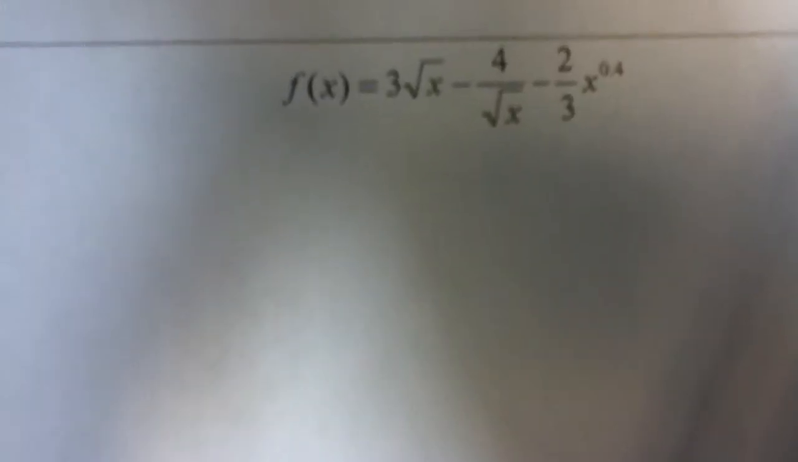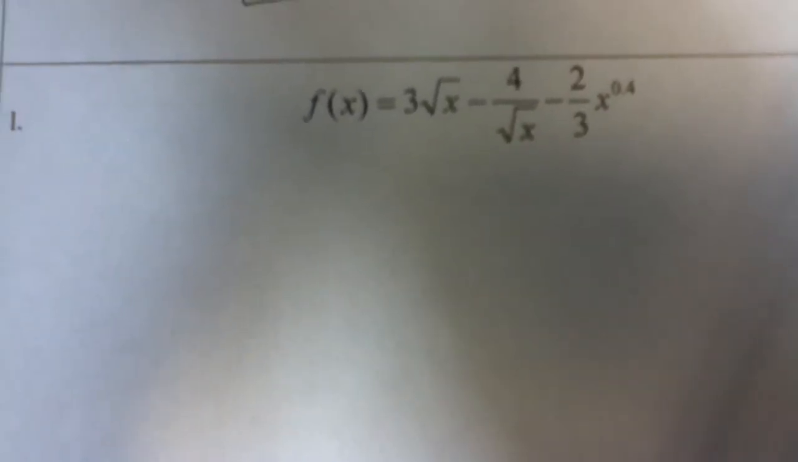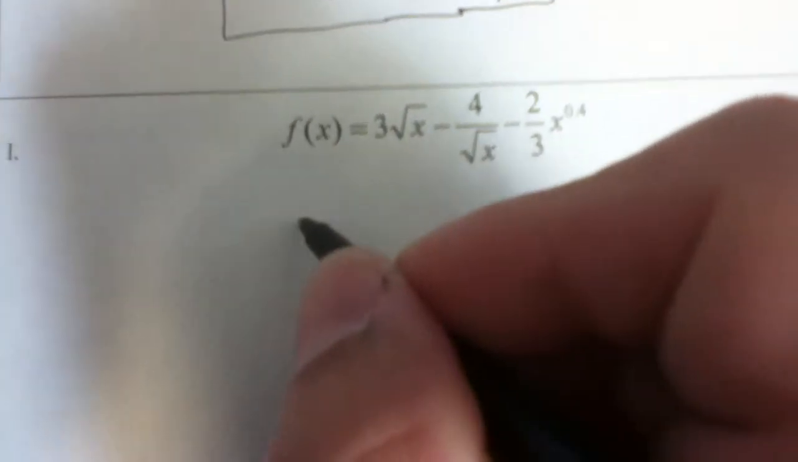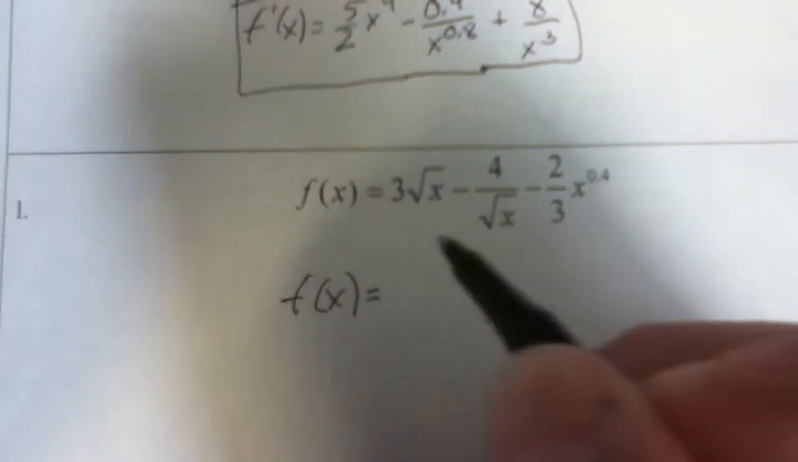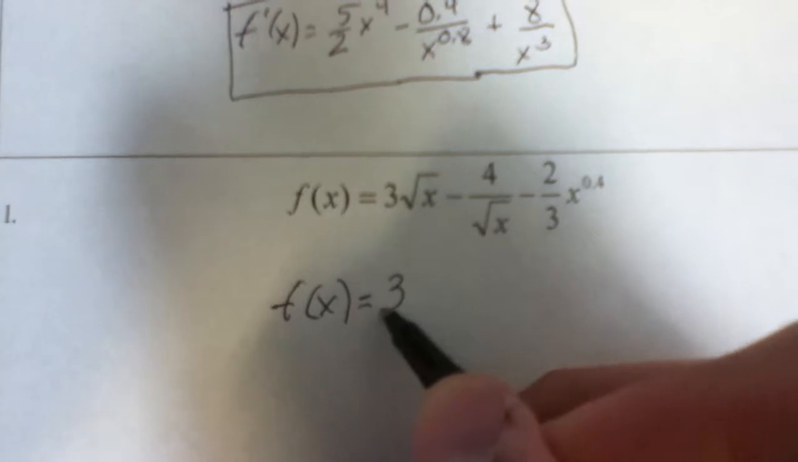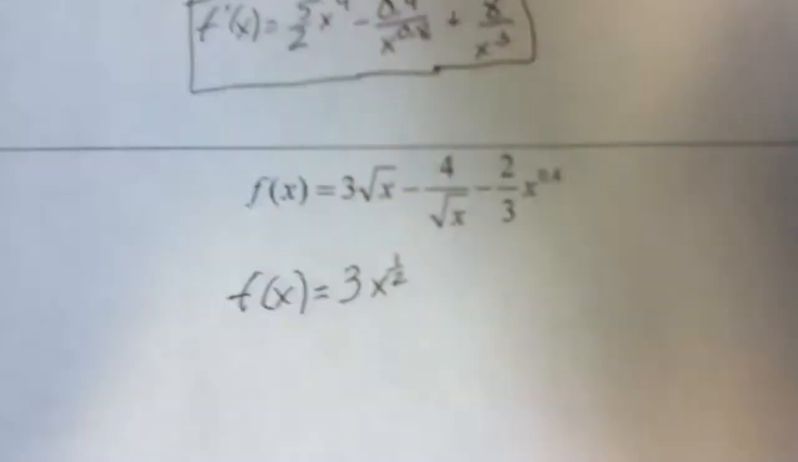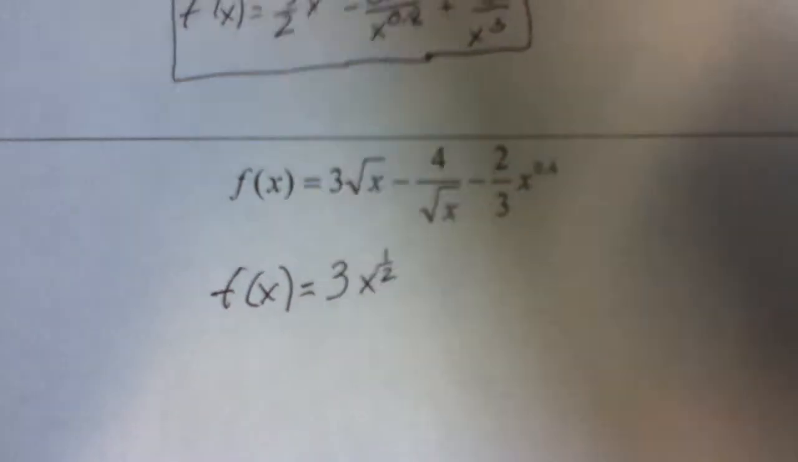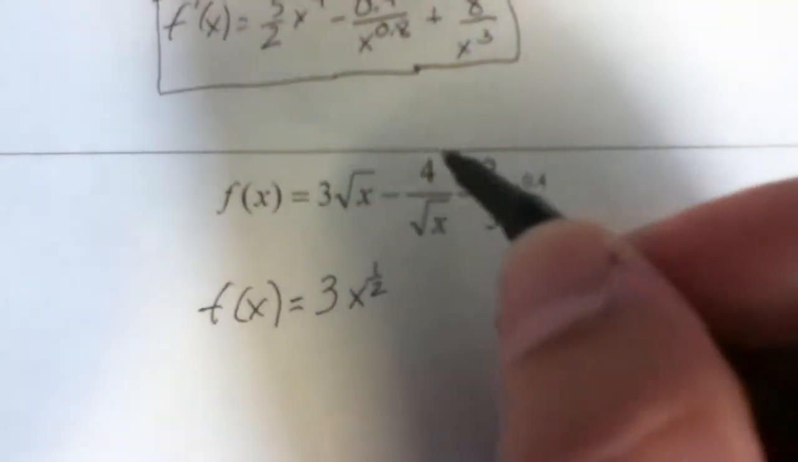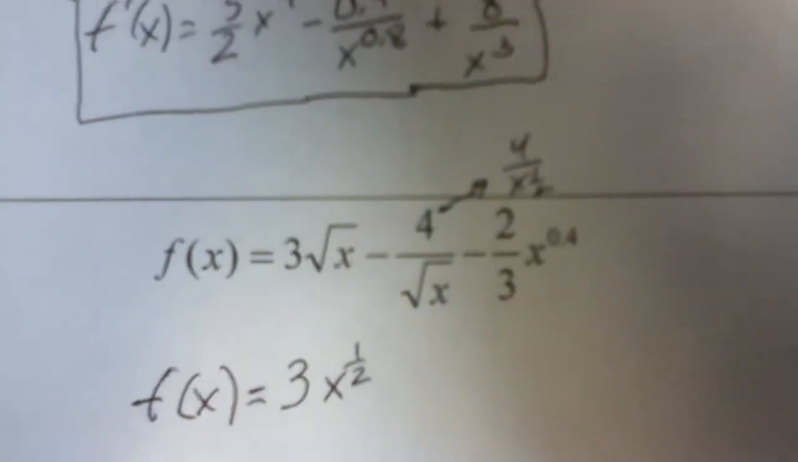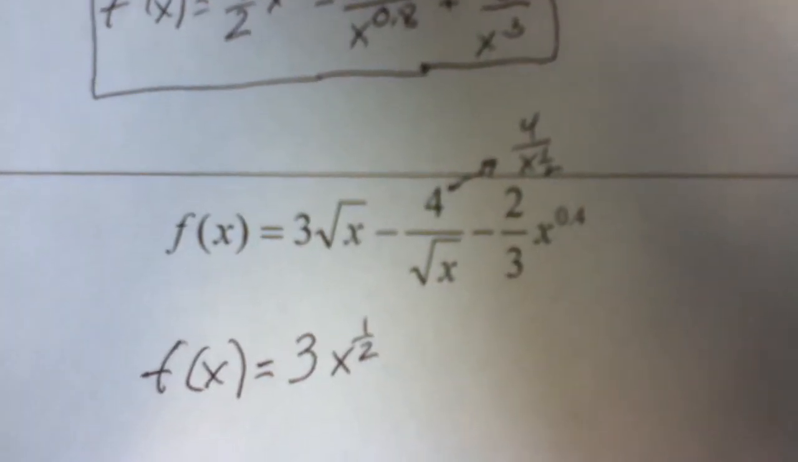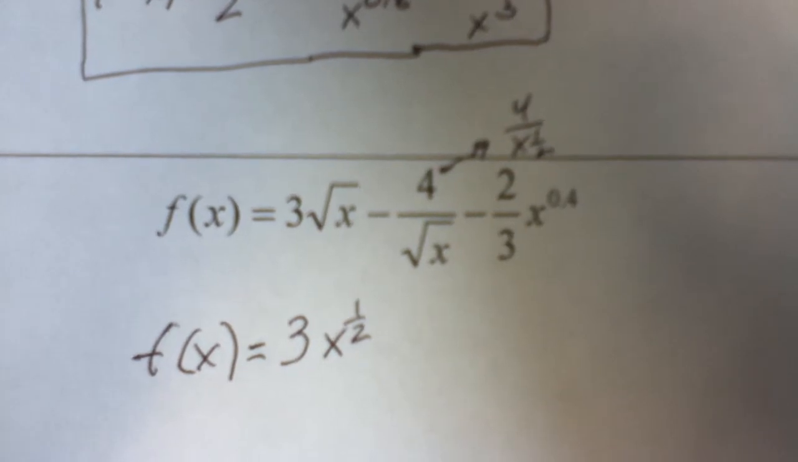So, here, a little scary, square roots, but we're going to rewrite it first. So again, not taking the derivative. Derivative has the little prime symbol. This is just a rewrite. Square root is x to the 1/2, so that would be 3x to the 1/2. This one would be 4 over x to the 1/2, because square root of x is x to the 1/2.